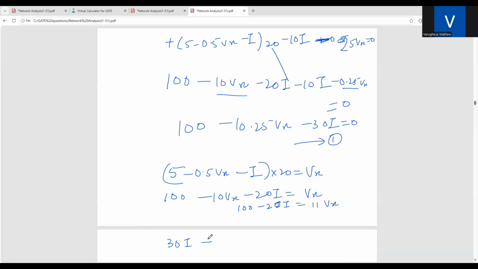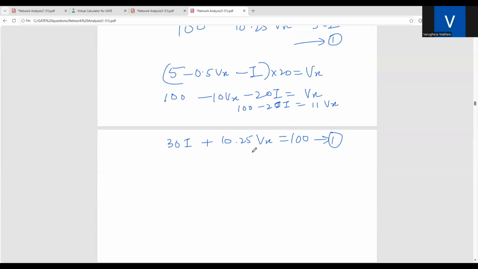30I plus 10.25 Vx is equal to 100. Agreed? This is one equation. Okay. Then the other equation is going to be 100 is equal to 11 Vx plus 20I. Okay? Agreed? Yes, sir. Now I have to eliminate I.